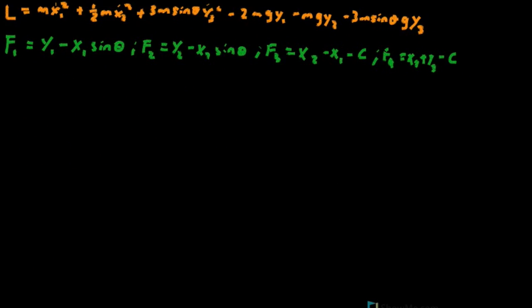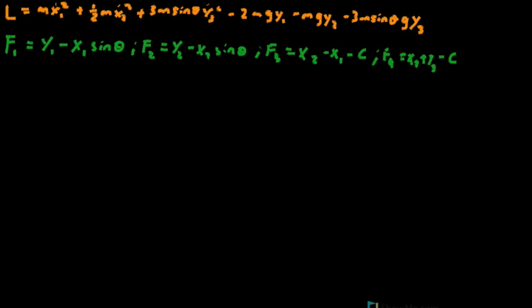So what I've done here is I've carefully rewritten our Lagrangian, and for every constraint function that we defined, I brought all the terms to one side, set that equal to 0, and called those f1, f2, f3, and f4.